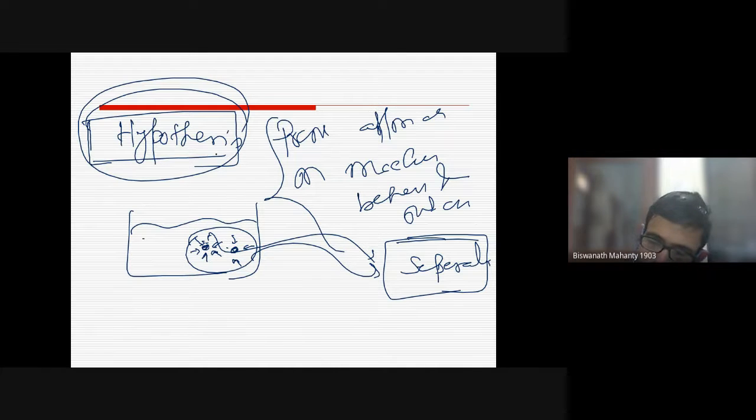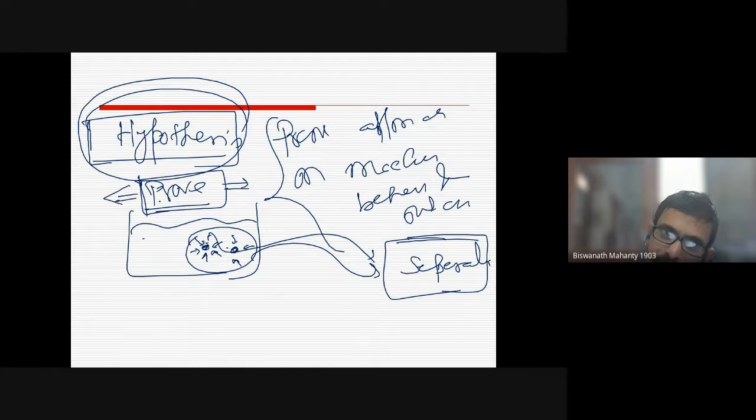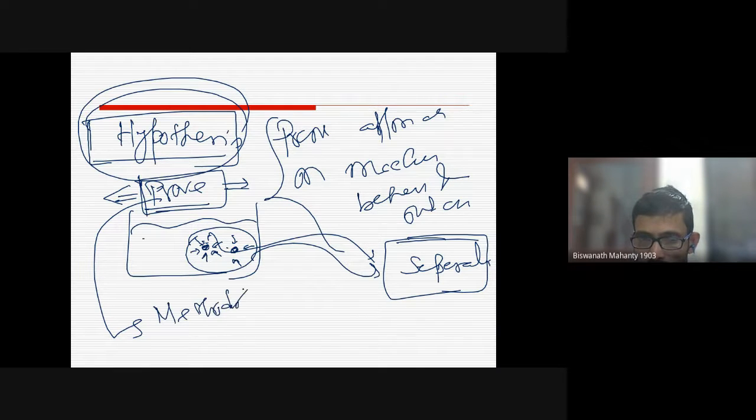But how can I prove that? I have to prove also. So proving the hypothesis is the next part. And to prove it, you need to do something. Some steps you need to have, strong steps. That is called methodology. What approach will you take?